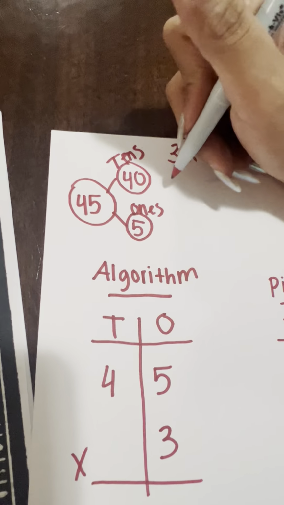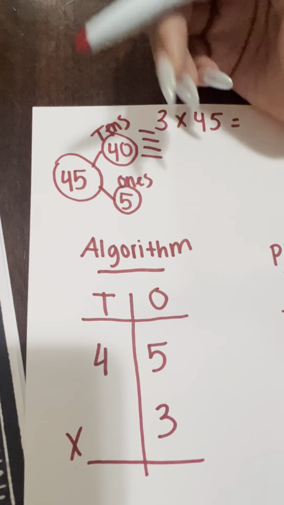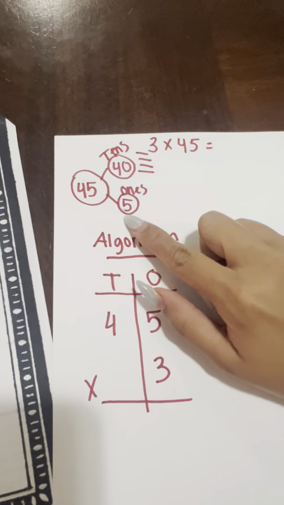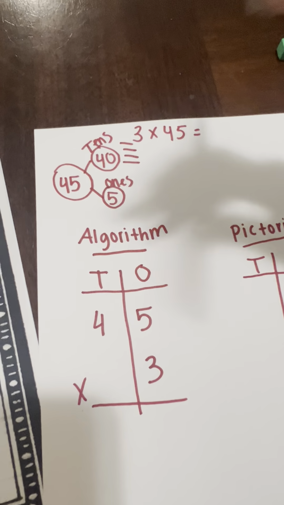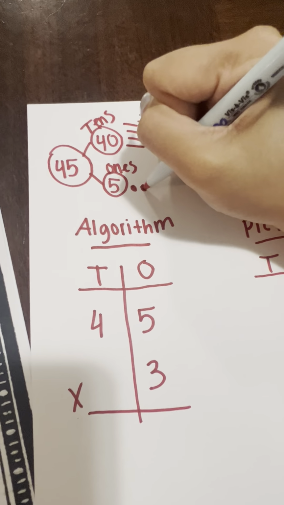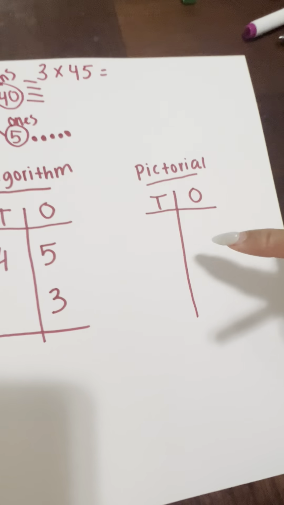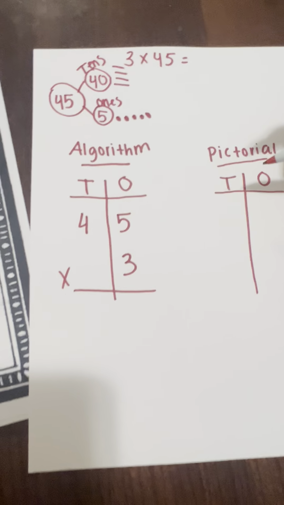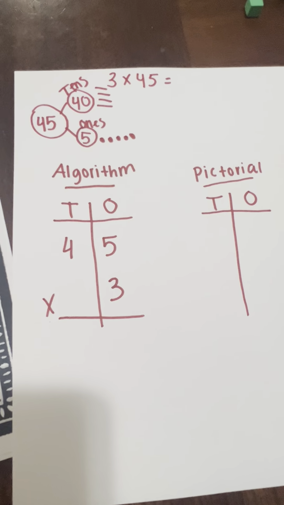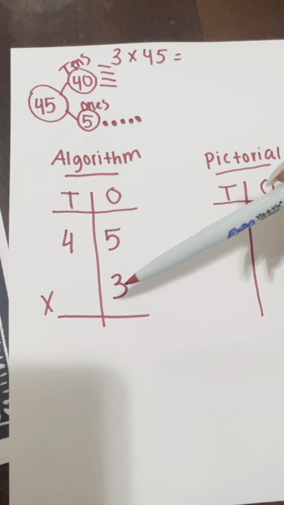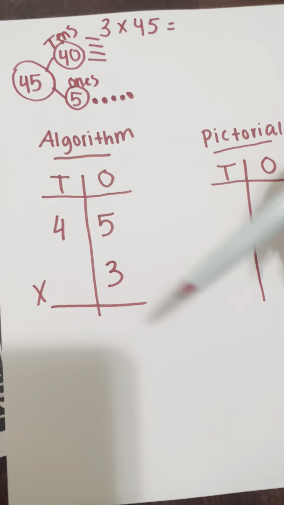So I need 4 of these sticks to make 40. How we draw it in class is we go 1, 2, 3, 4. And how many ones do I need to make 5 ones? These are the ones blocks. We represent it like this. We need to draw 5 dots. Now let's take this information and build our pictorial. So I ask students, how many groups of what do you have? They should say you have 3 groups of 45 because we're multiplying 45 3 times.